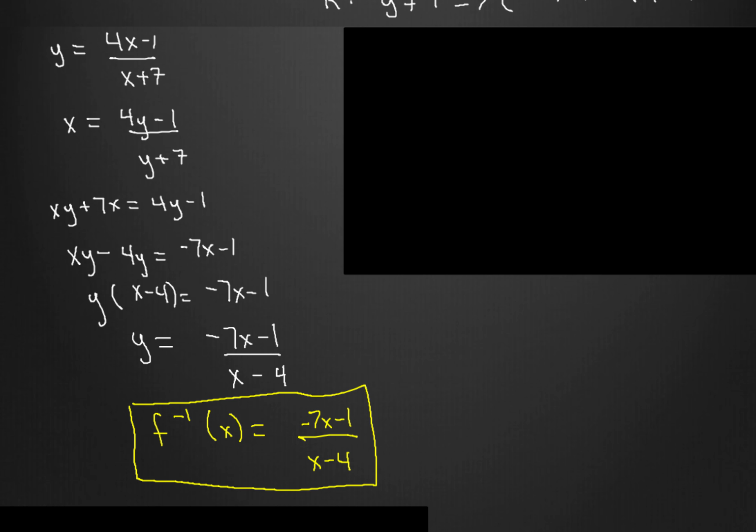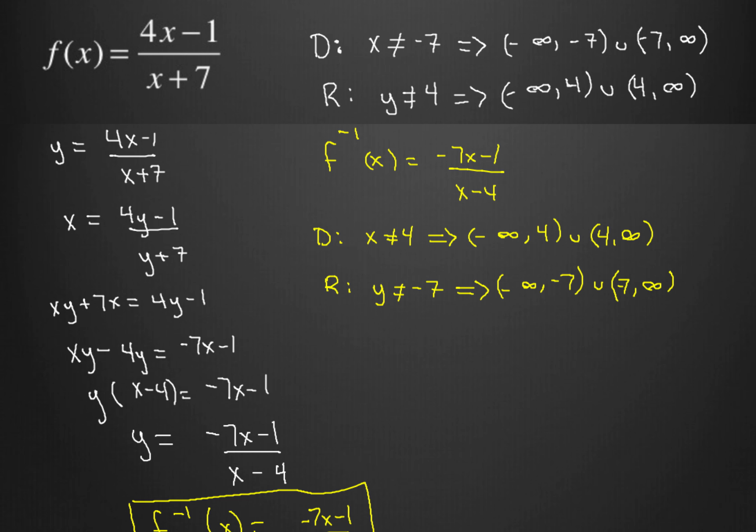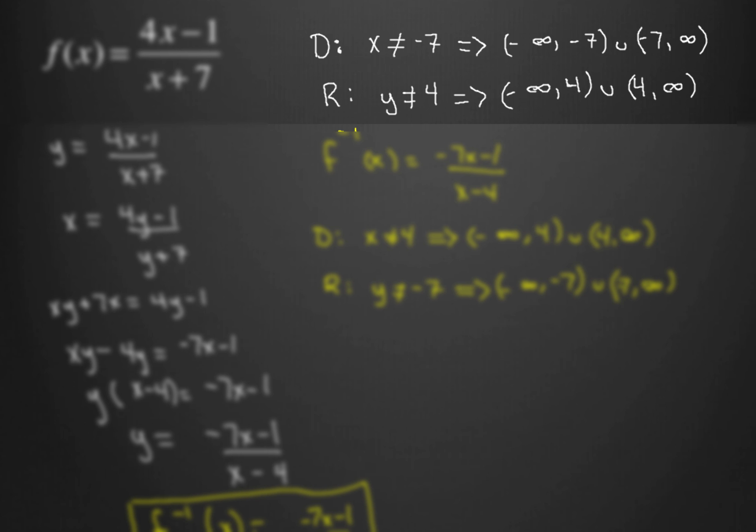Now we've gotten this far, so we found the inverse. Now the last thing we have to do is find the domain and range of our inverse function. So I'm just going to rewrite that up here. My original function was f of x equals 4x minus 1 over the quantity x plus 7. Now notice the domain and the range on the original function. Compare that to the domain and range of your inverse function.